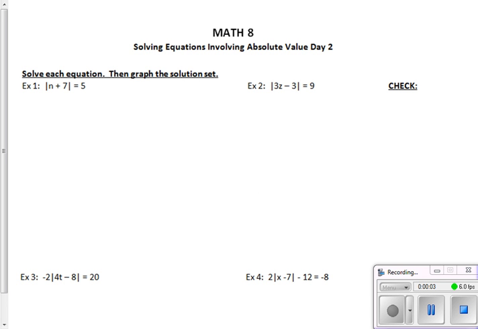Solving equations involving absolute value, day 2. Start you off with a little review from yesterday, and then develop into a few more of the challenging problems that you might face regarding absolute value in equations.